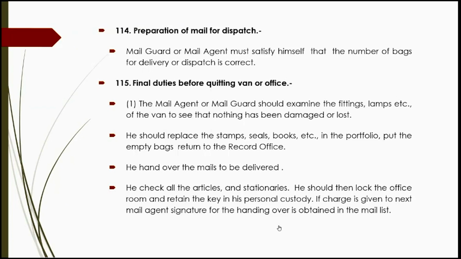Then whatever mails you have to deliver, that also will be delivered. Then if it is a mail office, you're going to lock it and retain the key in his personal custody. If in case it is going to be continued by the next mail agent in the next set, then you are going to hand over everything to him, and as usual, acknowledgement will be obtained in the mail list.